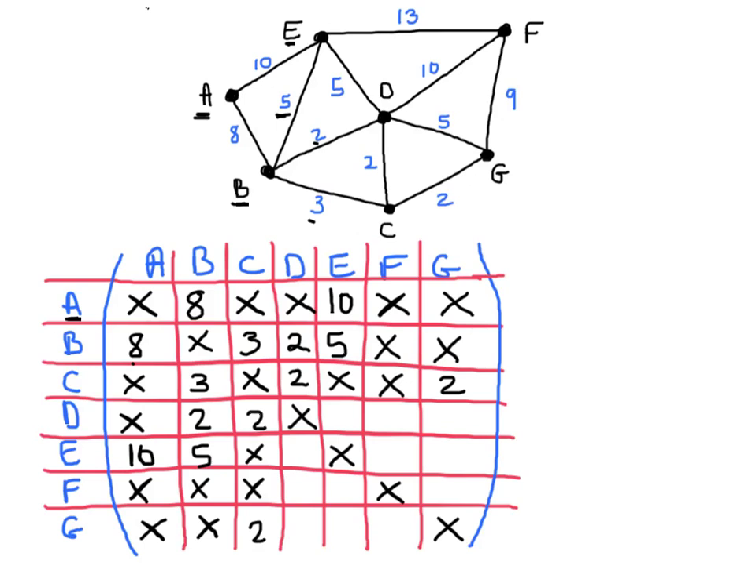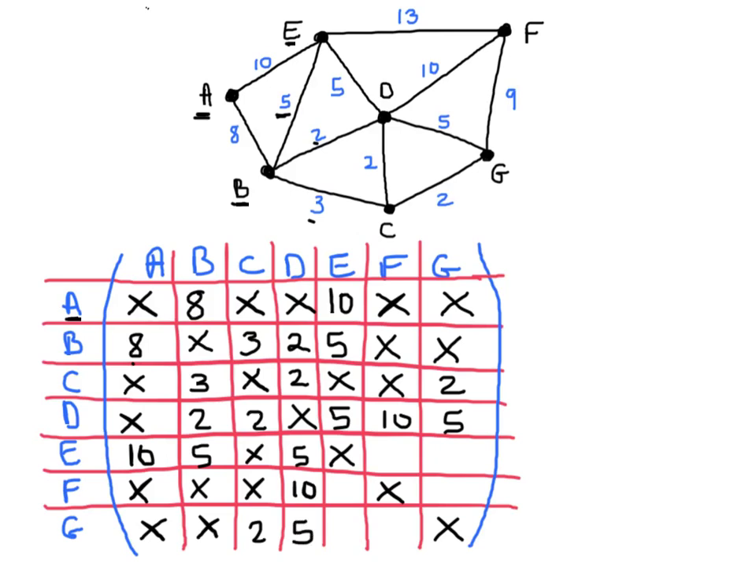Continuing on for D. D is connected to E by a distance 5. So let me put that in, 5. D is connected to F by a distance 10. And D is connected to G by a distance 5 as well. So if I duplicate that, that'll become 5, 10, 5.